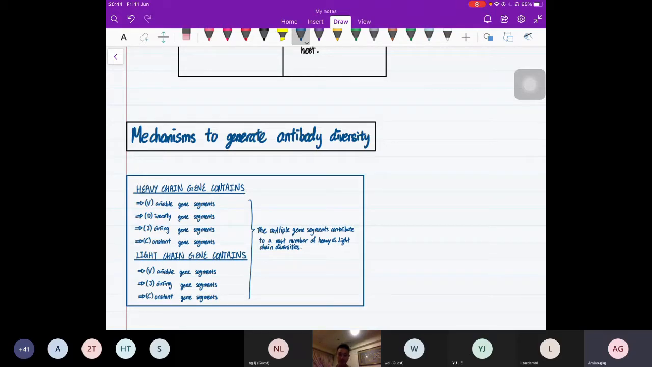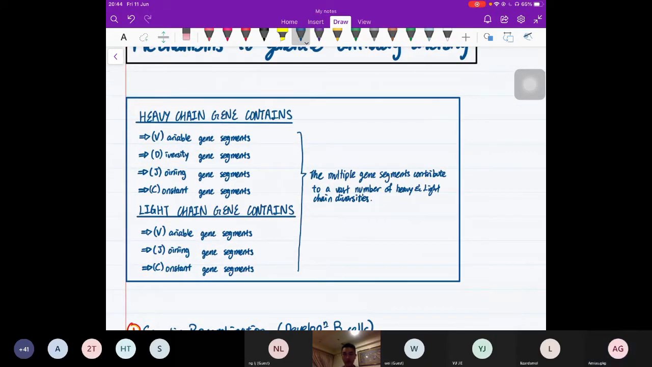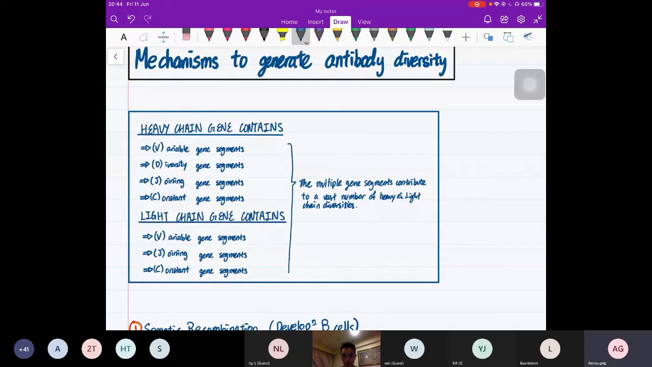Before we dive into the first one, we talk about what our heavy chain and light chain genes contain. We'll talk about the heavy chain first. Your heavy chain gene consists of 4 gene segments: your V, D, J, and C gene segments. You can understand it as, because there are 4 gene segments, there's a lot, and therefore it is heavy.